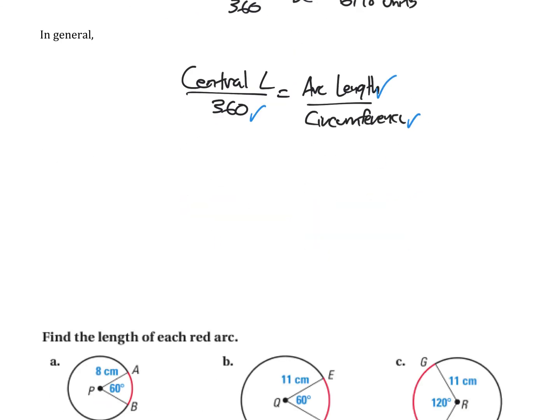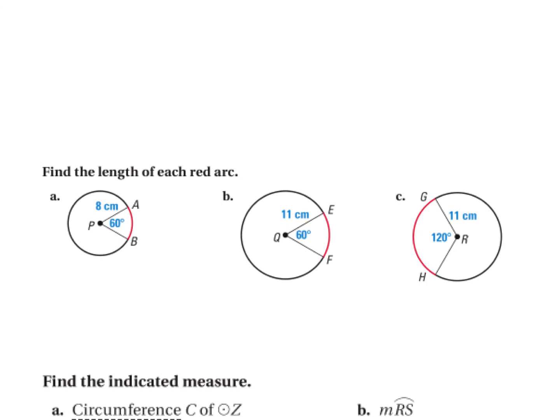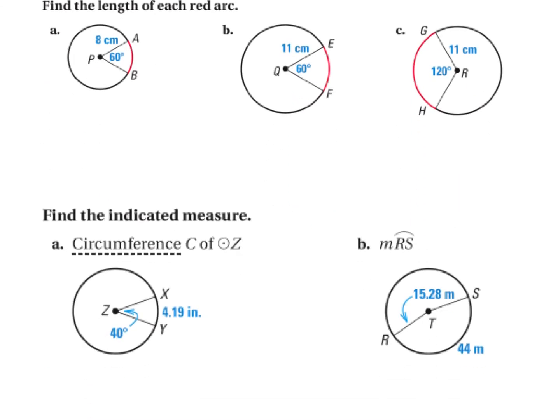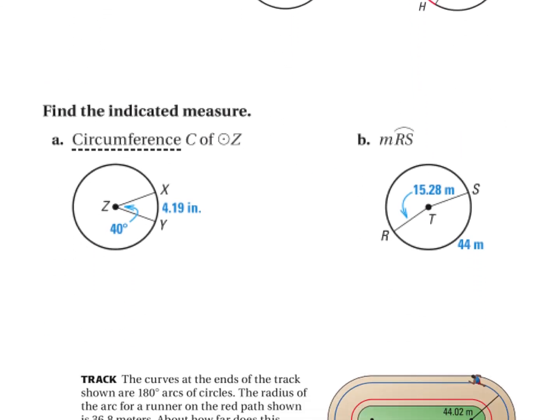If we go to the next page, let's skip those first three. And let's do part A on the second piece where it says, find the circumference C of circle Z. So again, I would encourage you to pause the video, see if you can solve for the circumference, and then see if your answers match mine.